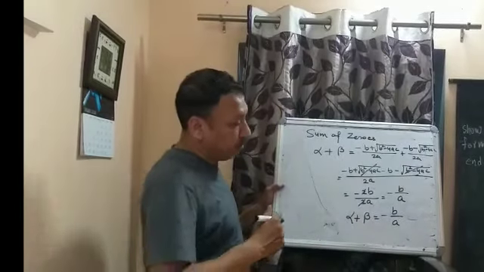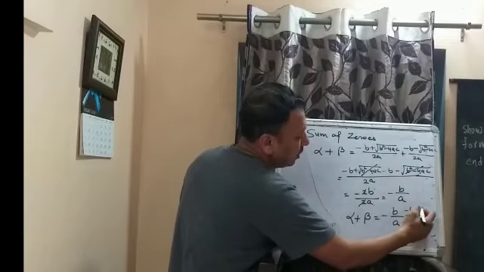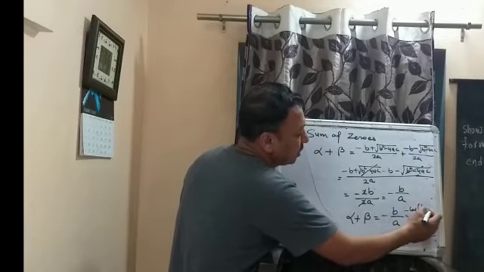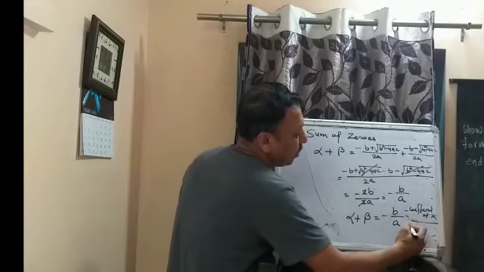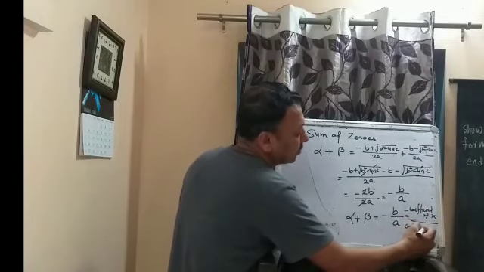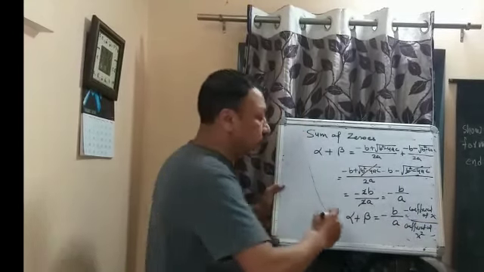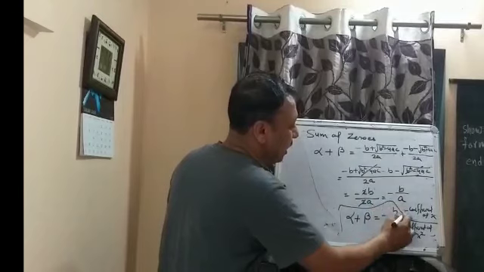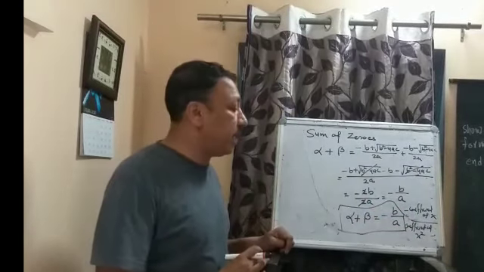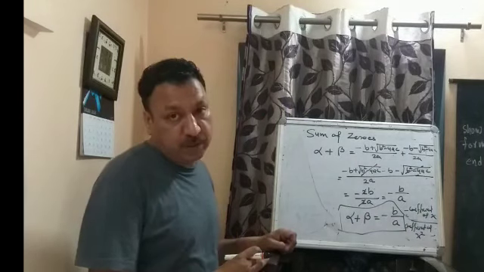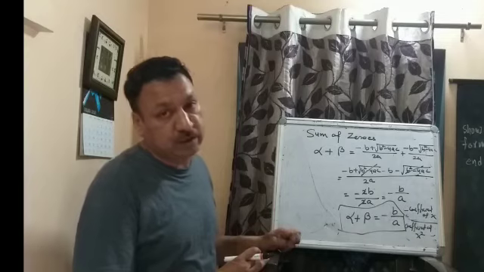And again I am asking, what is b? Coefficient of x. And what is a? Coefficient of x square. So this thing you have to remember. In each and every question we will get this one. Sum of the roots is minus b by a, or sum of the zeros is minus b by a.